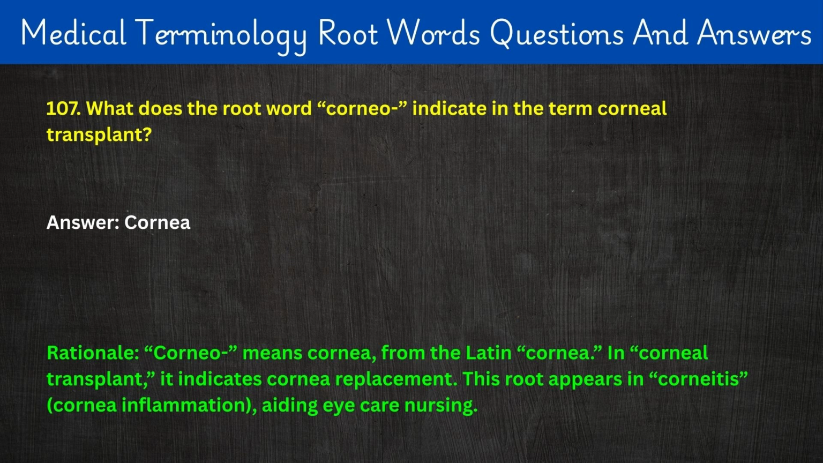107. What does the root word corneo- indicate in the term corneal transplant? Answer: cornea. Rationale: Corneo- means cornea, from the Latin cornea. In corneal transplant, it indicates cornea replacement. This root appears in corneitis, cornea inflammation, aiding eye care nursing.